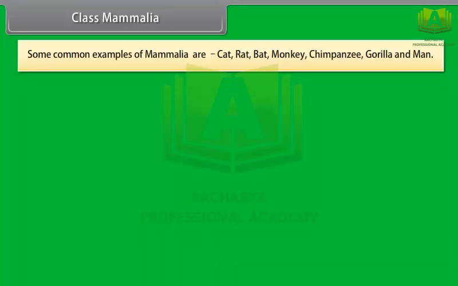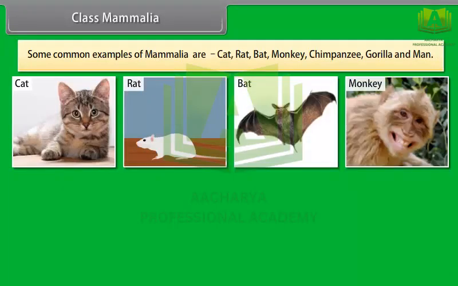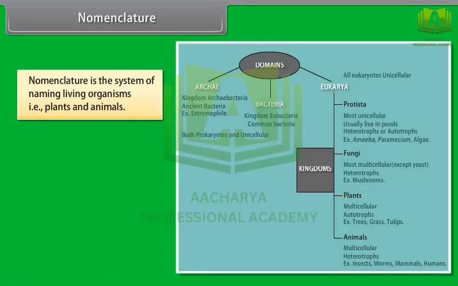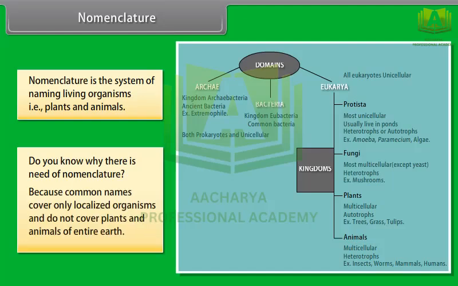Some common examples of Mammalia are cat, rat, bat, monkey, chimpanzee, gorilla, and man. Nomenclature. Nomenclature is the system of naming living organisms, that is, plants and animals. Do you know why there is a need of nomenclature? I will tell you. Because common names cover only localized organisms and do not cover plants and animals of the entire earth.